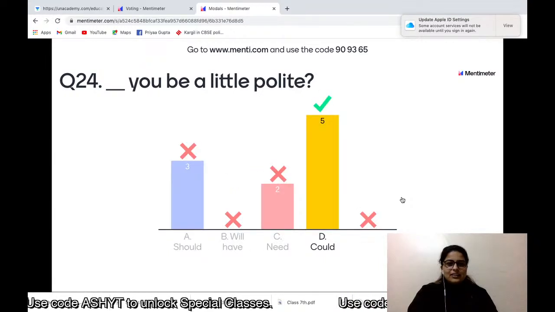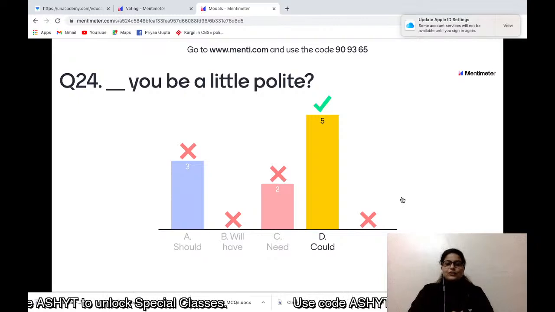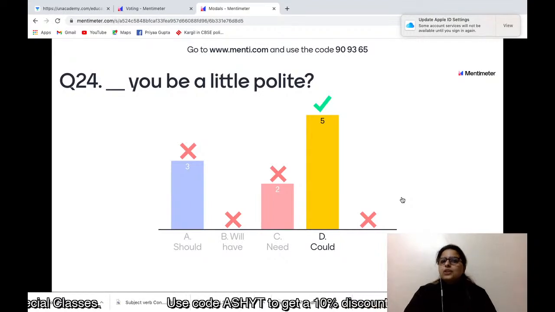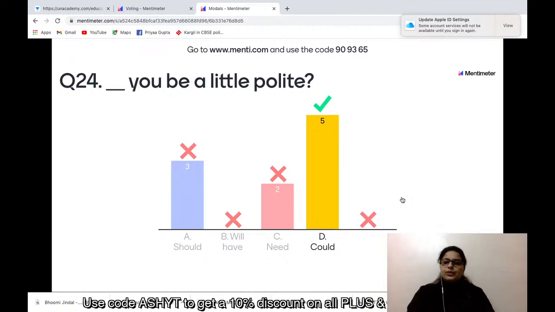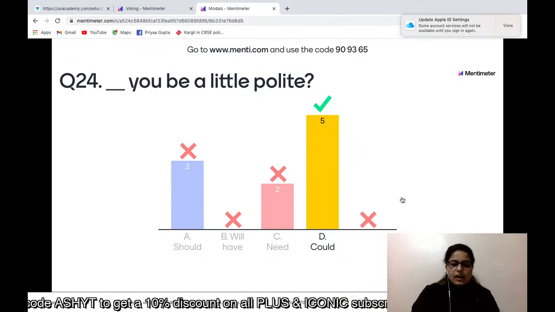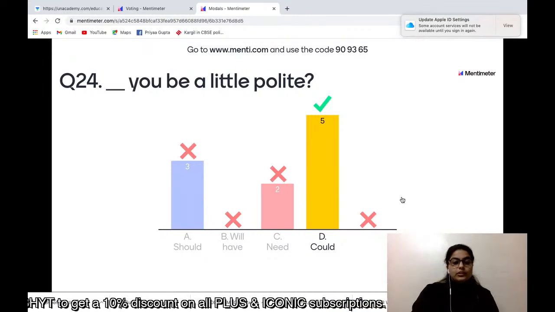So many kids got confused. Yeah, it is good. You are trying to ask somebody, you're requesting as well. If it would have been a statement, no, you would have written, you should be a little polite. But here, because you're questioning, you can use it with could, and that makes more sense. Need will have makes no sense here. So most of you are correct.